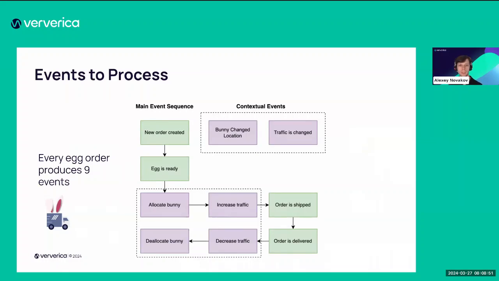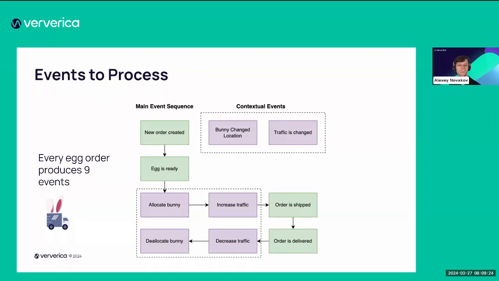As part of the whole architecture, we came up with this set of events which we would need to process in order to deliver the egg. There are 9 unique events, which start from when a new order is created. Then once the order is in the factory, the egg is ready, so there's another event for that. Then there's a set of events colored in purple: allocate bunny, increase traffic, decrease traffic, and deallocate bunny.